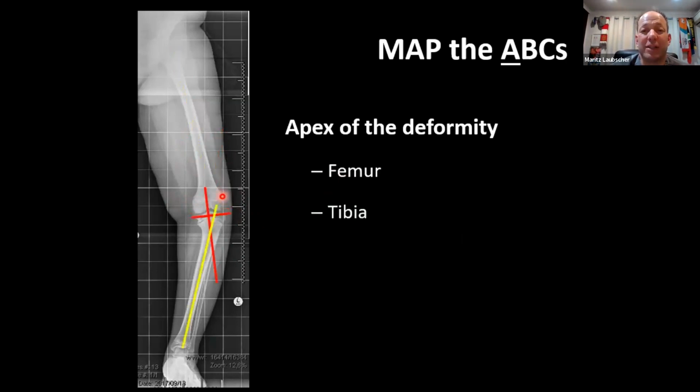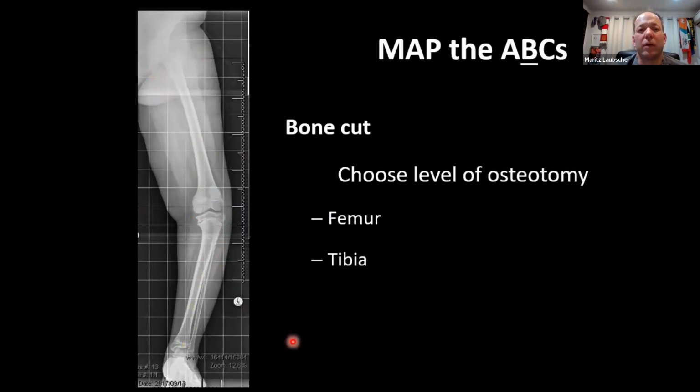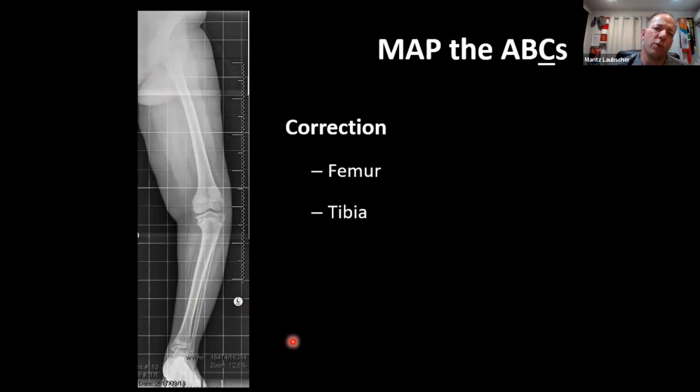Now I'm going to do the same in my tibia. I draw the mechanical axis, or anatomical axis, it was the same, of the proximal tibia. So that's 87 degrees to the joint on the medial side, because remember now my adjacent limb segment is also abnormal. And this is the axis of the distal segment, and where they intersect is the apex of the tibia. I'm going to plan my bone cut, so I'm going to choose my osteotomy level in the femur and the tibia, and then I'm going to plan my correction, whether it's going to be acute or gradual.